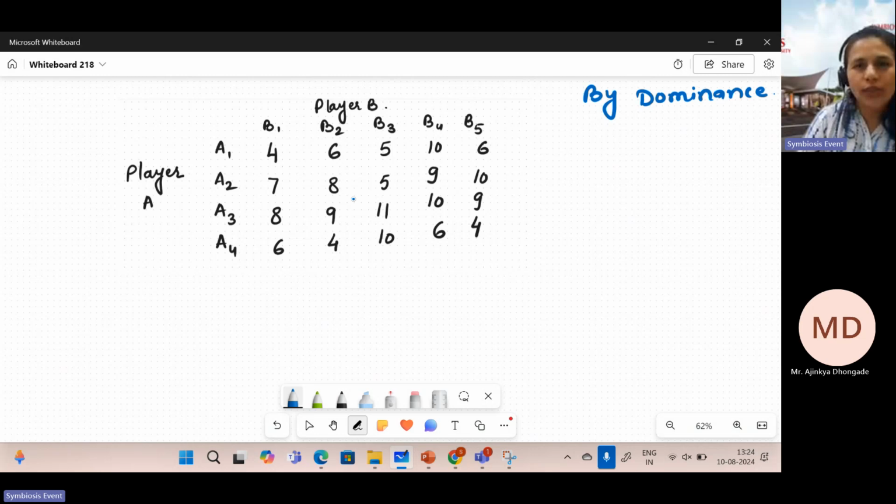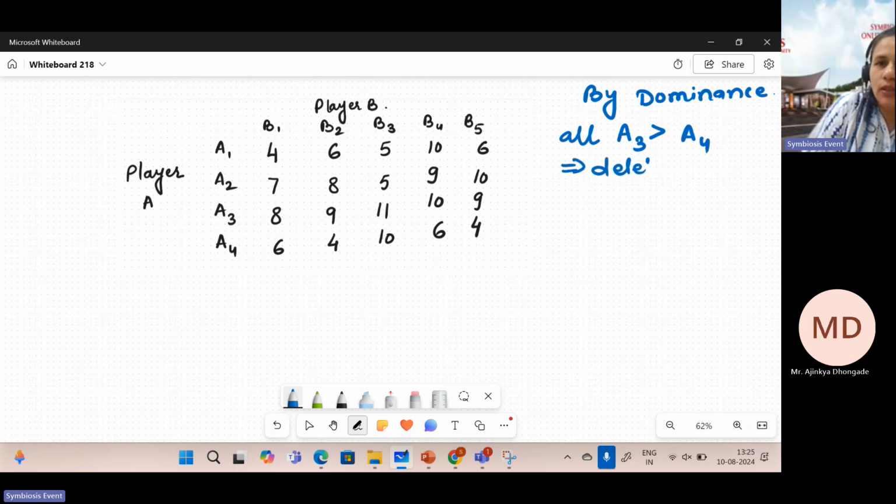Just observe the data set. As I can see here, if I'm comparing A3 and A4: 8 is greater than 6, 9 is greater than 4, 11 is greater than 10, 10 is greater than 6, 9 is greater than 4. So all the values of my A3 are greater than A4. So which one am I going to eliminate? I am going to delete A4, because this is the minimum. So simply cancel your A4.